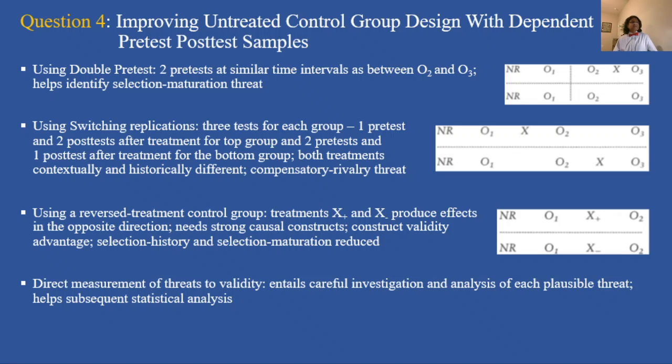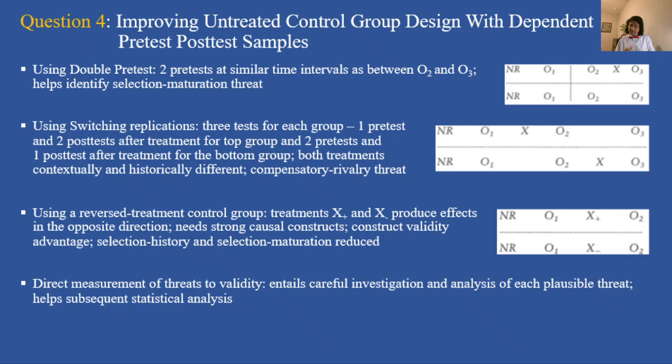The second chart and second approach to improve is using switching replications, where as seen in the chart, pretest is given to both groups and treatment is administered to one group and post-test is done on both the groups, control and treatment. Then, as a third step, treatment is administered to the control group and not the group treated earlier. And a second post-test is done on both groups.